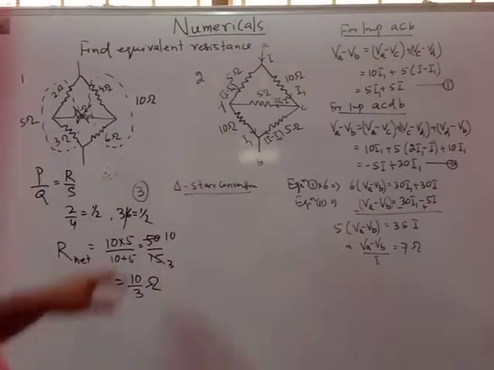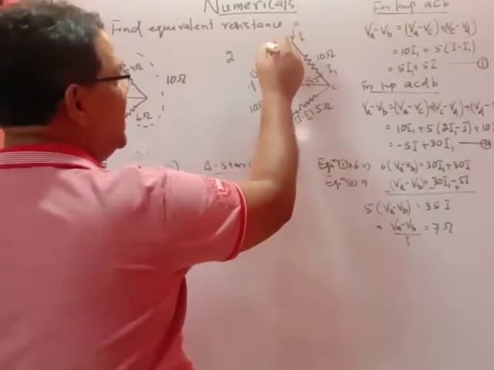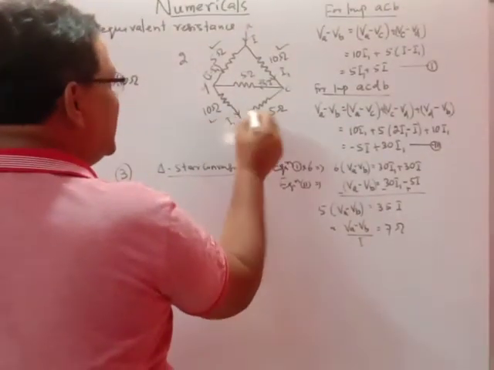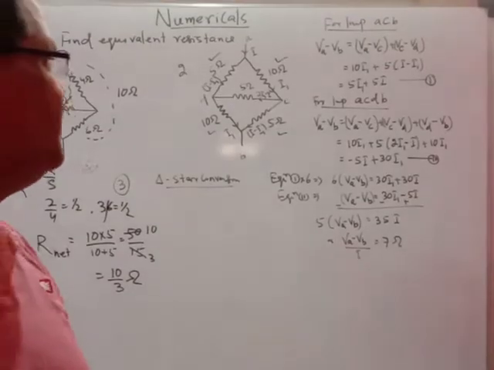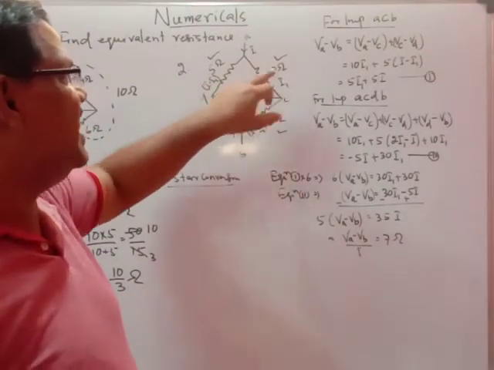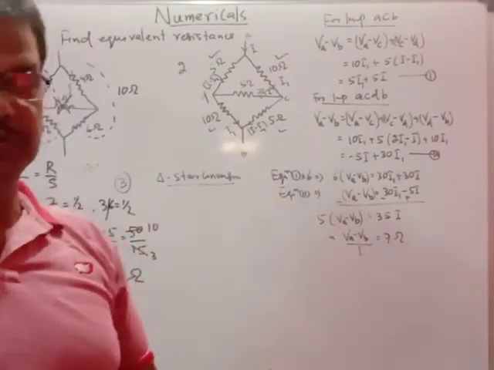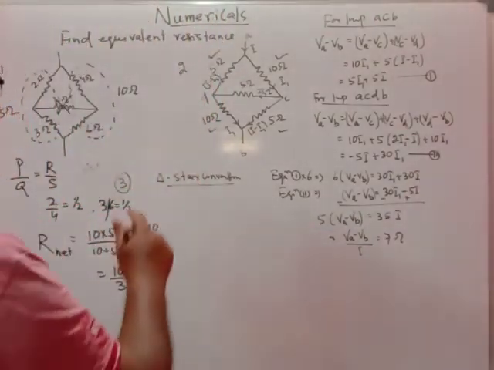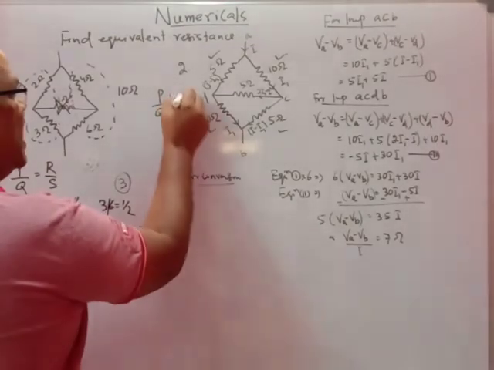Another case, the second case. Look at these, what is happening? Here the 5 ohm resistance is there, 10 ohm resistance is there, and here also 10, and this is 5, and in between a 5 ohm resistance is connected. So this is not the balanced condition, because 5 upon 10 is equal to 1 by 2, and this 10 upon 5 is equal to 2. So P by Q is not equal to R upon S.